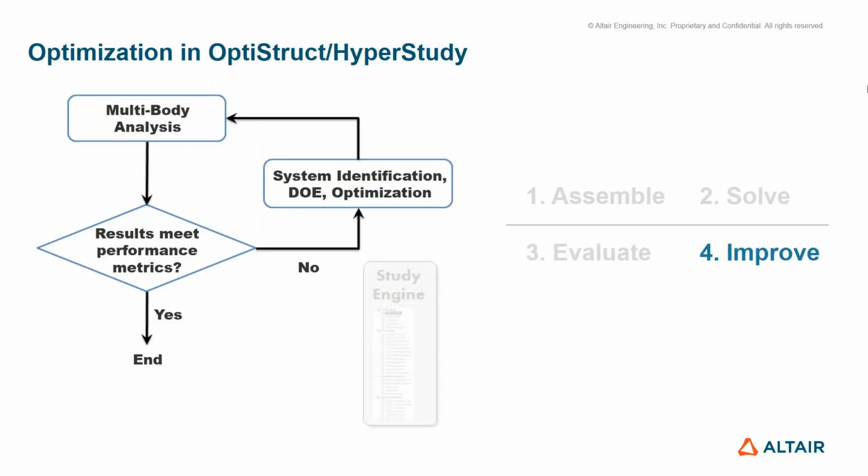And the fourth step is the improvement. After multibody dynamic simulation, if the result meets the performance, well and good. If it doesn't meet the performance, we go for DOE study, design of experiment, and optimization. So we have to create the design variables, the constraints, and the objective. Based on that, the software will suggest a solution.